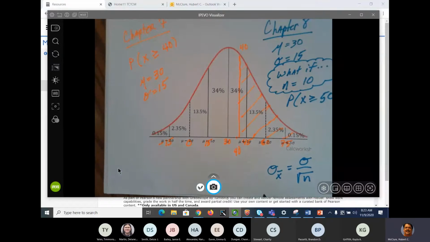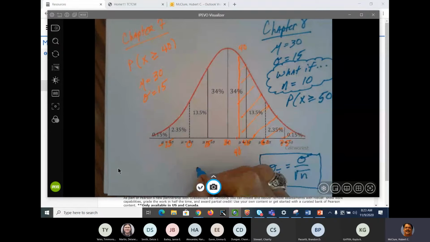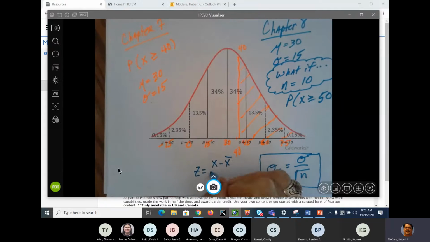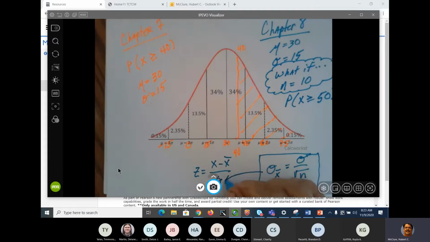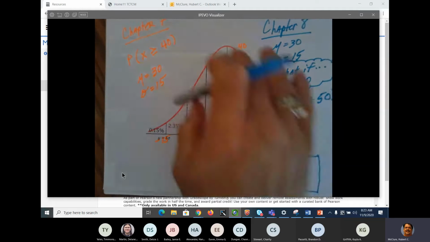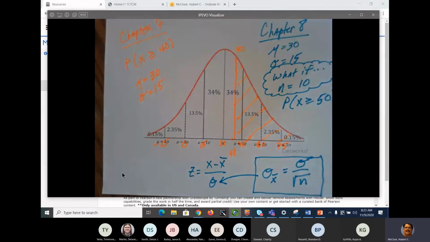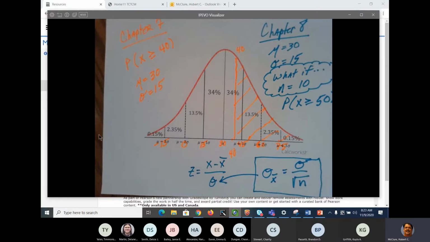I'm just going to tell you that that's what we're going to be learning right there. Z-score is equal to x minus x bar over the standard deviation. Well, this new standard deviation is going to go in right there. Now that's what I'm going to test you on. So that's a kind of a summary of what we're going to be doing in chapter 8. Okay, so let's go back to the slides.